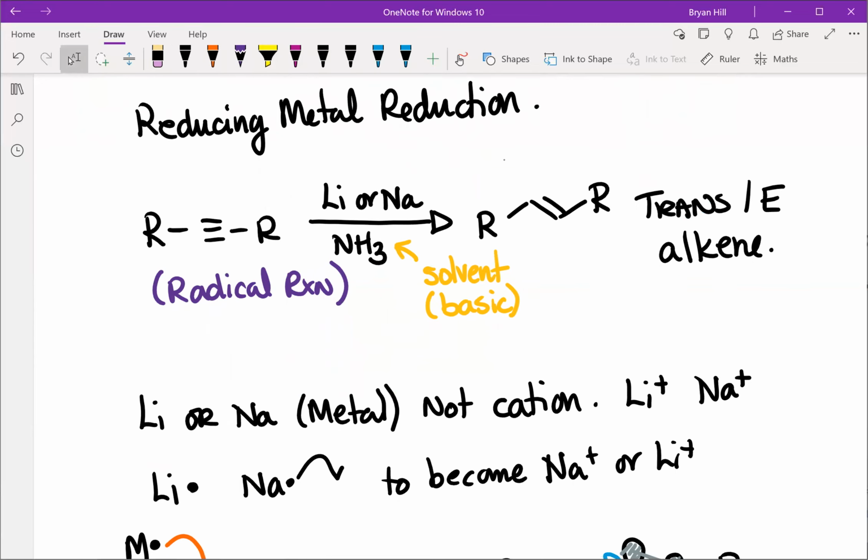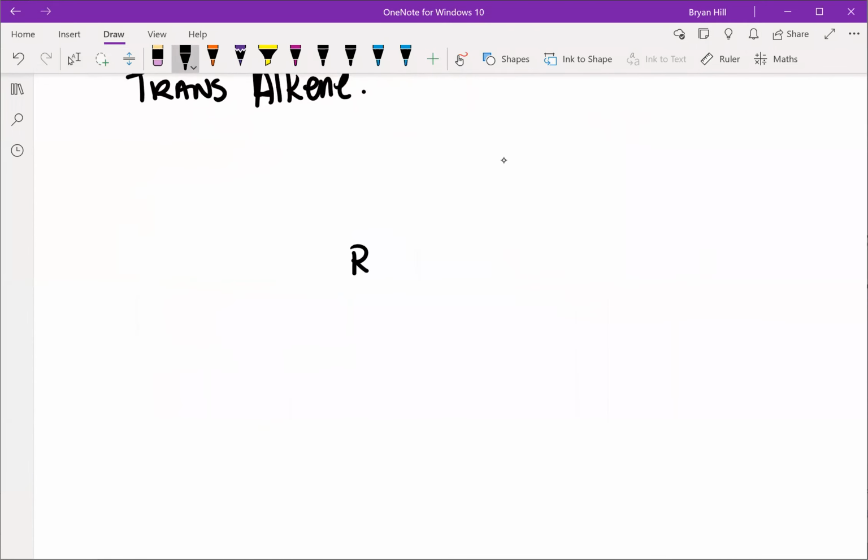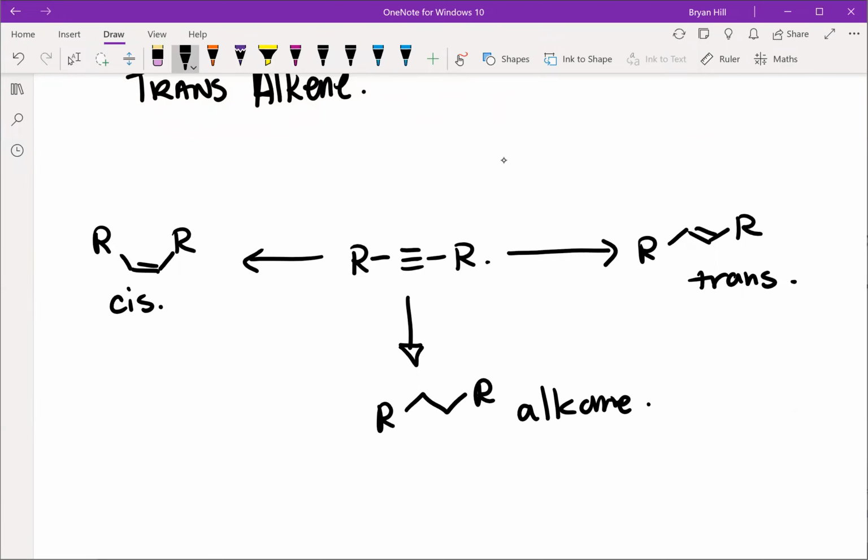So lithium or sodium in NH3, and you'll get your trans alkene. So with an internal triple bond, you've got a method of making the trans, the cis, or if you want, just the alkane. So H2 and Lindlar, H2 palladium on carbon, or sodium NH3.